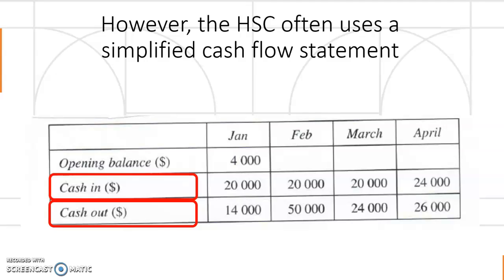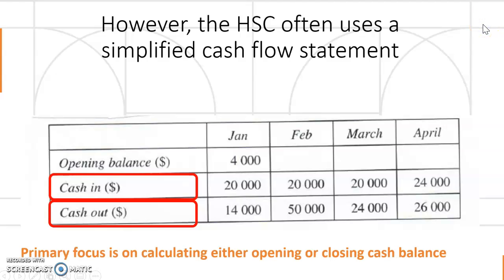is our cash outflows. Our cash inflows would be the total inflows from our operating, financing, and investing flows, and our cash out would be our cash outflows as a total from our cash outflows in operating, financing, and investing categories. In this situation, the primary focus would be on calculating either the opening or closing cash balance.